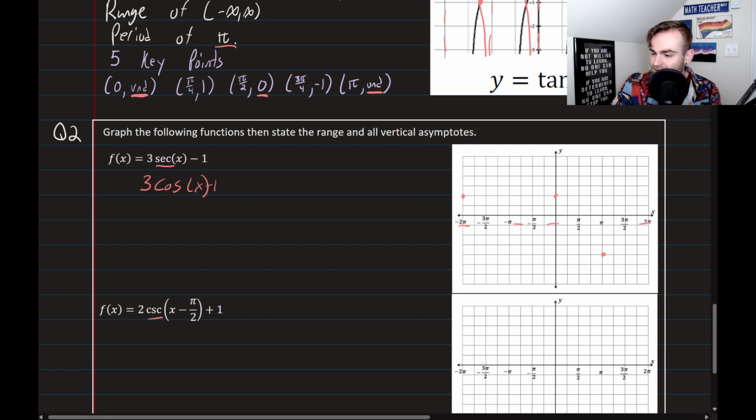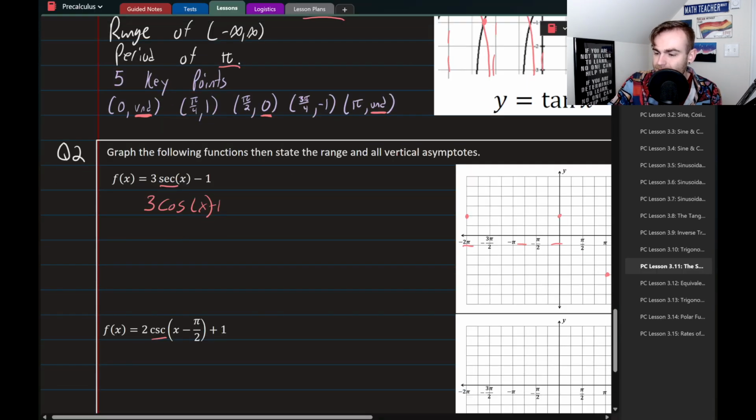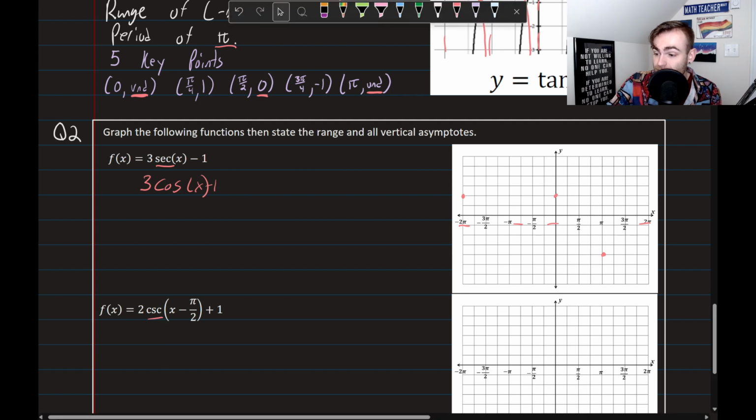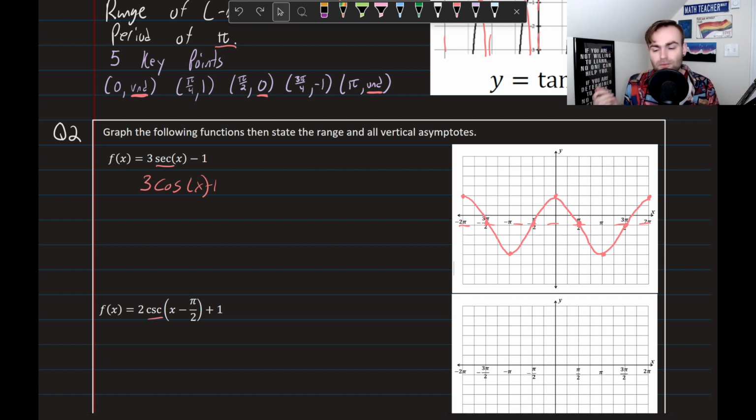Oh, it got rid of it. Let's fix that. All right, so this is beautiful. It's great. We've done this before. What's new? Let's actually now draw secant.